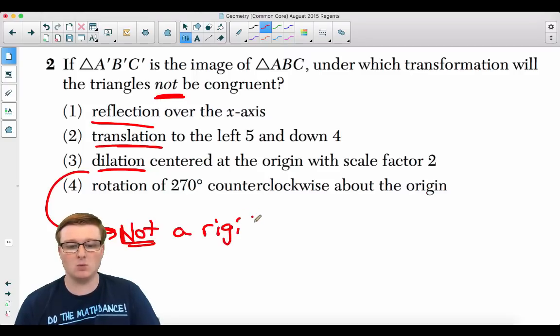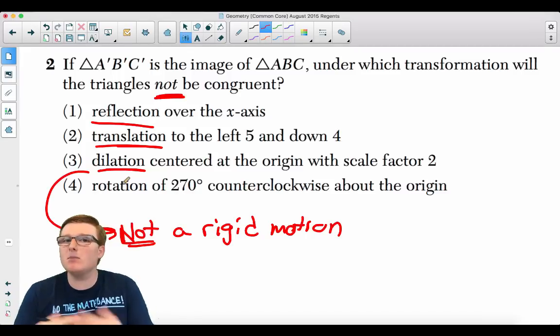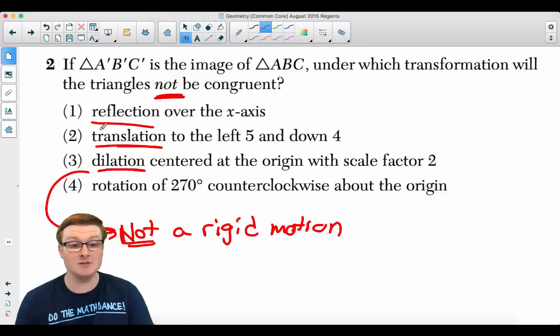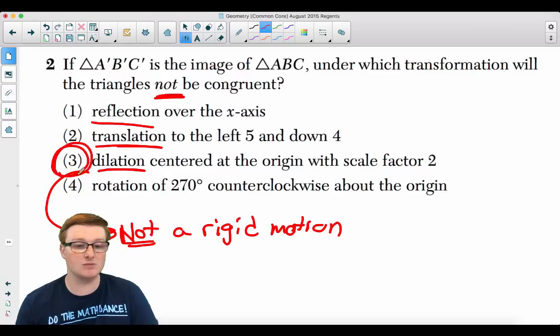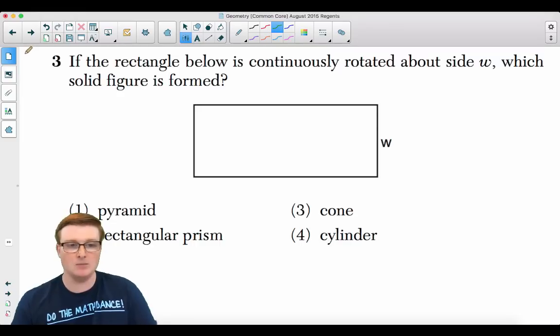Now, you need to remember what a rigid motion is. A rigid motion is just a fancy term for preserving distance and congruency. A dilation changes the size because whatever it is, in this case a triangle, is being multiplied by a scale factor. So it is getting either bigger or smaller. So that's not congruent. A reflection, a translation, and a rotation all produce identical copies of the original figure. So for number 2, that's going to be choice 3, a dilation, because it is not a rigid motion. Moving on to number 3.